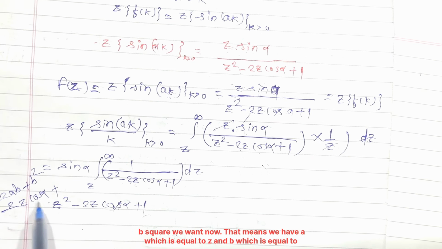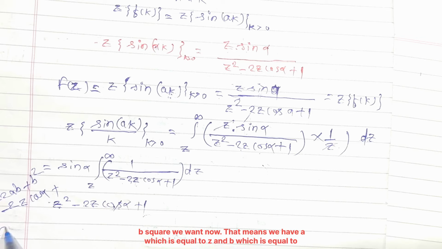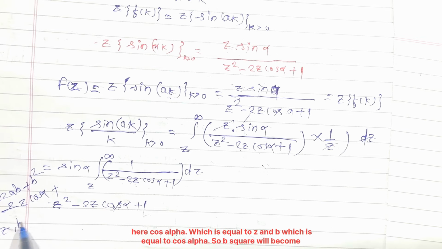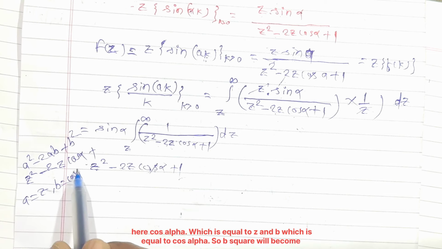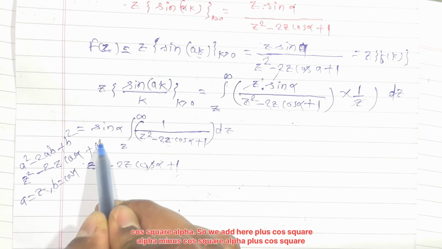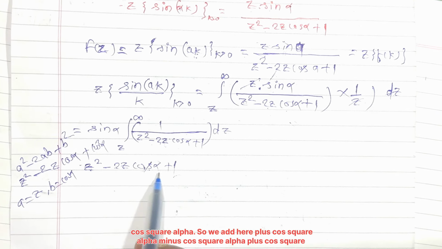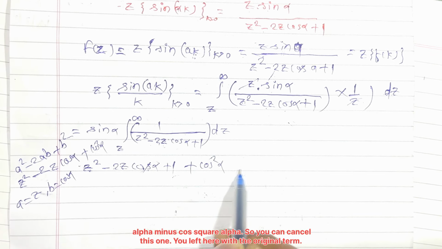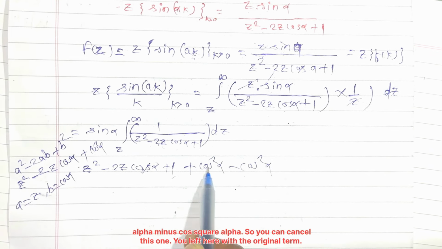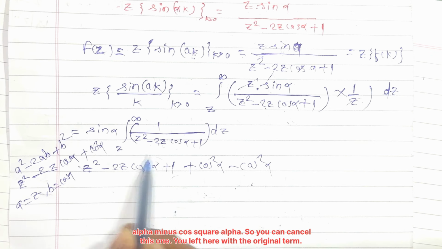Okay, plus b square we want now, that means we have a which is equal to z and b which is equal to cos alpha. So b square will become cos square alpha. So we add here plus cos square alpha minus cos square alpha plus cos square alpha minus cos square alpha. So you can cancel this one, you are left with the original term.